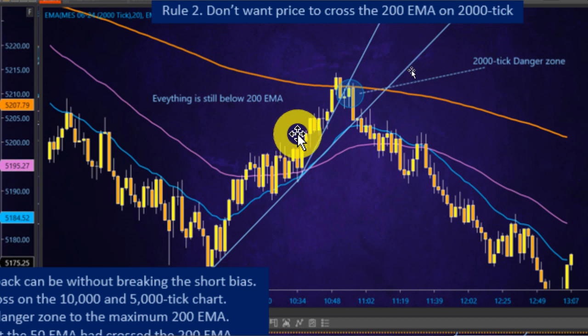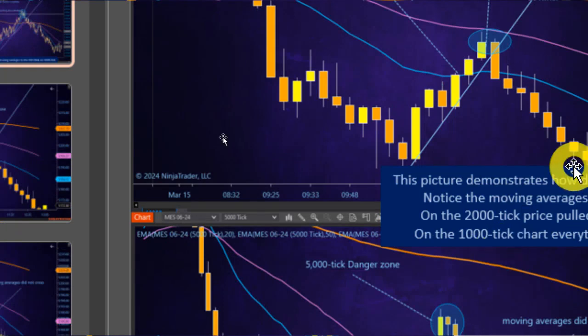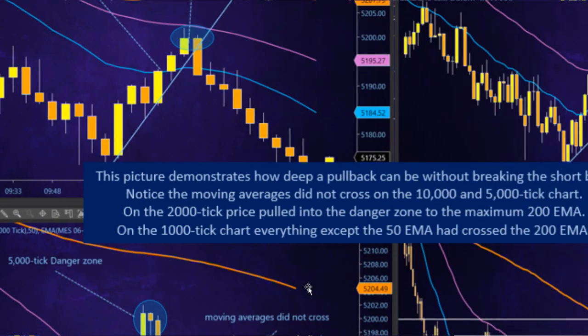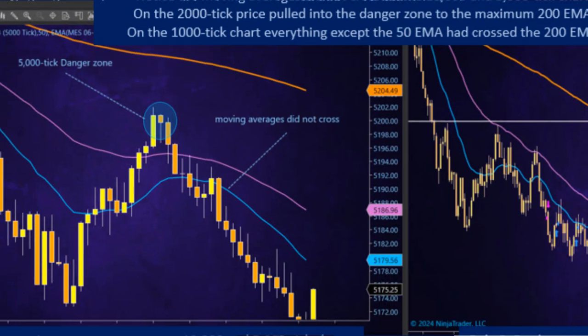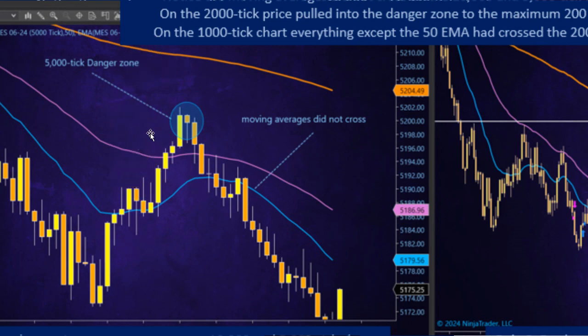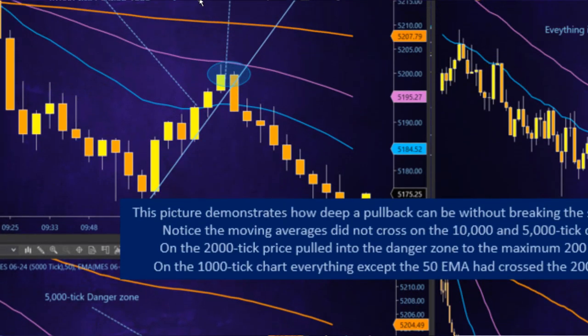Now, we're watching all of these at the same time. We're looking at the 10,000 and the 5,000, and we're keeping an eye on it. Because if things go too deep and these moving averages cross one another over here on these time charts, then we're going to be in bigger trouble, okay? So right now, this is a picture-perfect pullback to where we can still do the short.